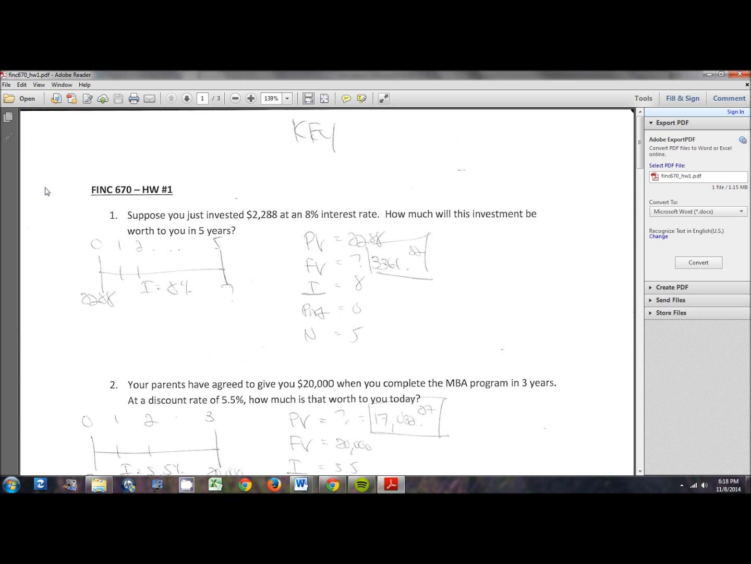So the first problem I want to go through is a simple one. We'll go through number 1. Suppose you just invested $2,288 at an 8% interest rate. How much will this investment be worth to you in 5 years? Now, my first piece of advice whenever you are solving a time value of money problem is to construct a timeline every single time. You'll see it in most of my solutions, even in the simple problems. It is just a good habit to get into.